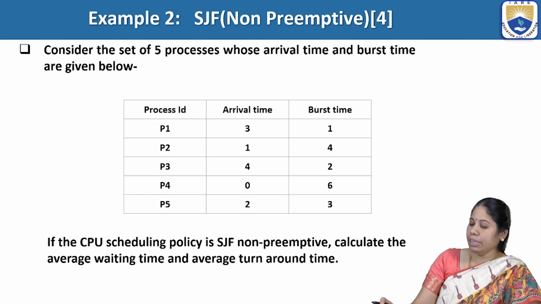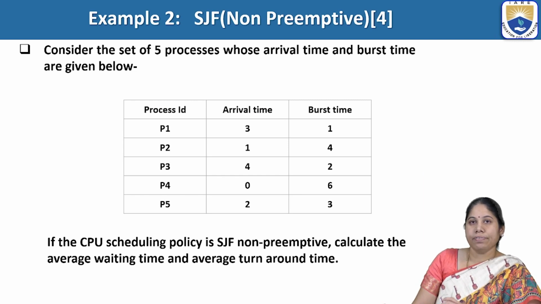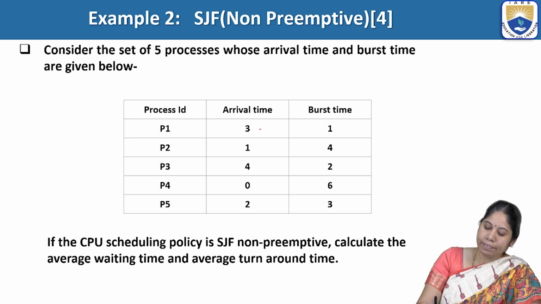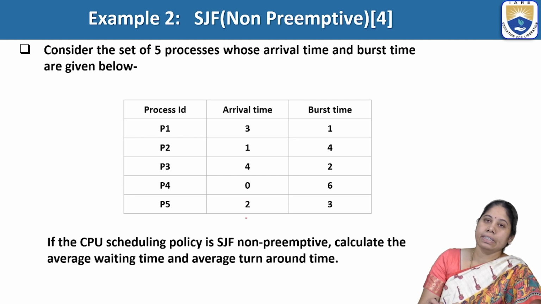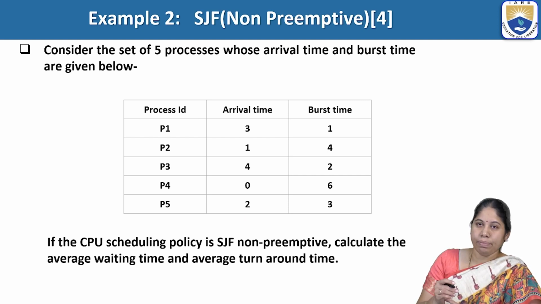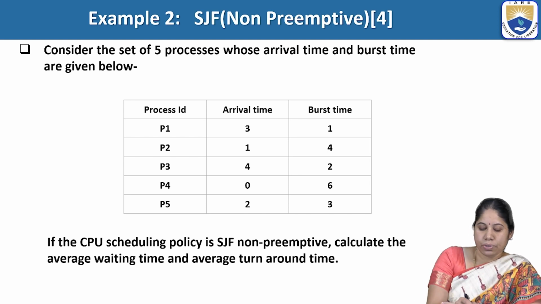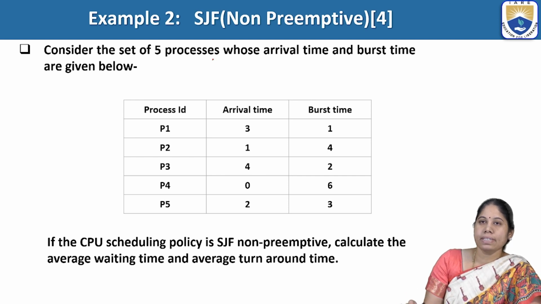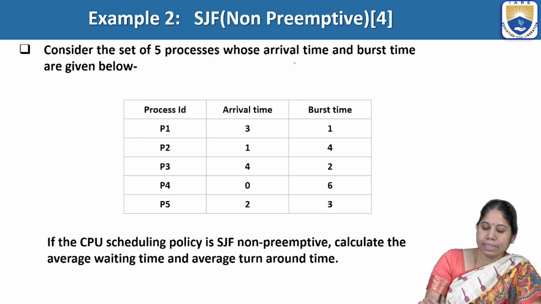Let us see another example of shortest job first scheduling, where the processes arrive at different time intervals. Then we will move to the preemptive version of SJF. The question considers a set of 5 processes whose arrival time and burst time are given below.